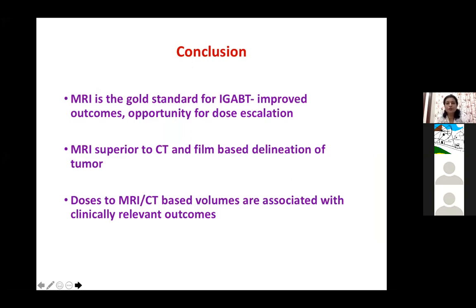It gives us an opportunity for dose escalation, for widening the therapeutic window at the cost of decreased or acceptable toxicity. And MRI is definitely superior to CT and film-based images in delineation of the tumor. And doses to MR and CT-based volumes are associated with clinically relevant outcomes. Even with the use of CT-based brachytherapy and CT-based OAR reporting, as compared to 2D brachytherapy, there is an improvement in outcomes to the tune of 20%.